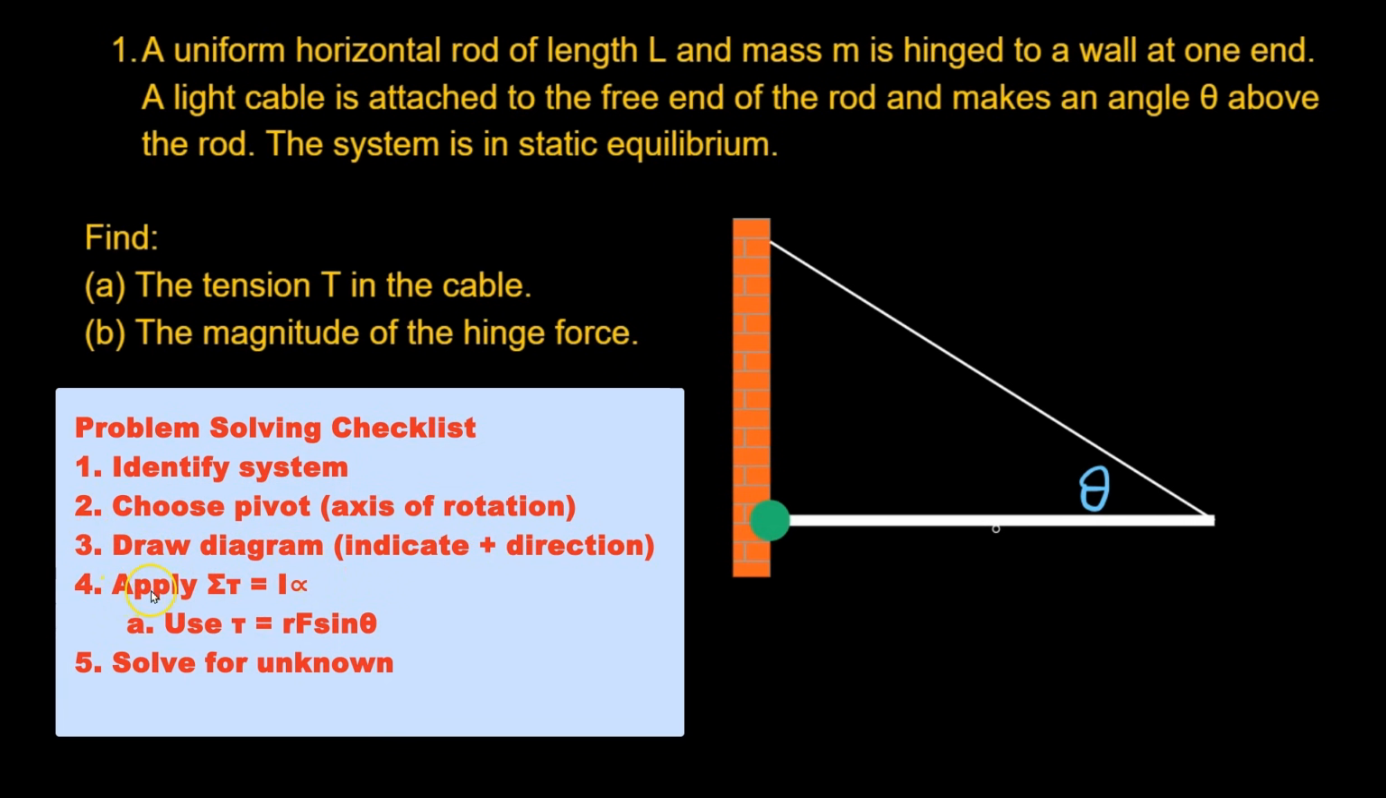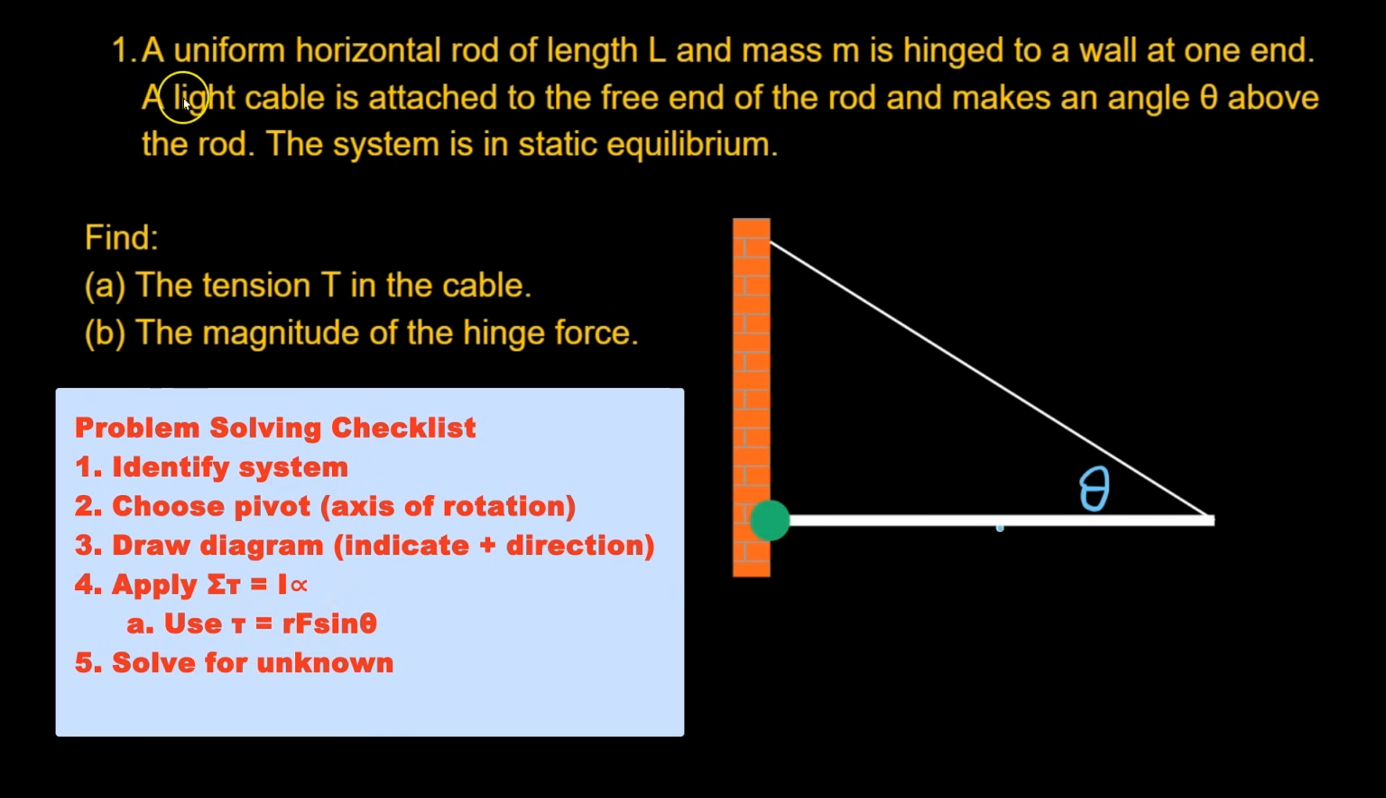Step 4, we'll be applying the rotational version of Newton's second law, which is the net torque is equal to the moment of inertia times the angular acceleration. We'll also substitute for torque RF sine theta as needed, and step 5 will solve for the unknown.